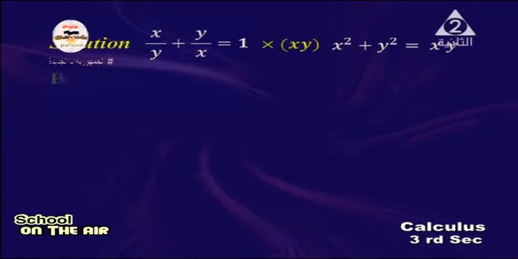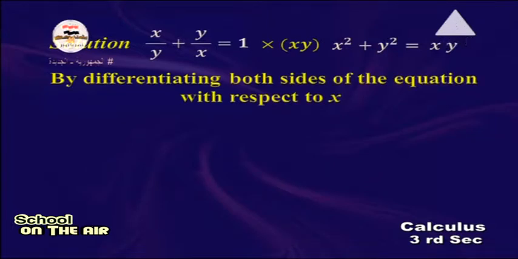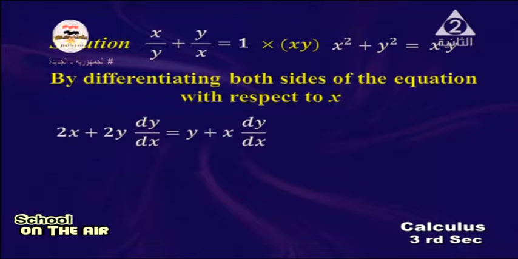Now, by differentiating both sides of the equation with respect to the variable x, we get the derivative of x^2 with respect to x equals 2x, and the derivative of y^2 with respect to x is 2y dy/dx, equals the right hand side, which is the product of the two functions x and y. The derivative of x equals 1, multiplied by y, plus x multiplied by dy/dx.